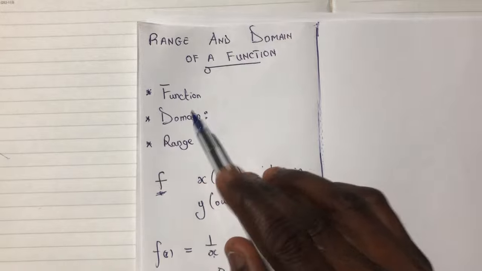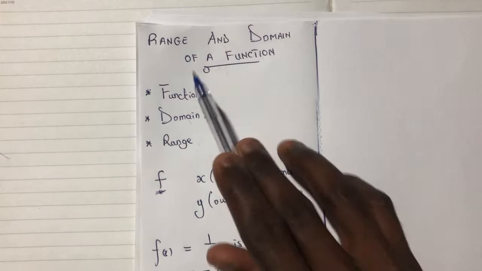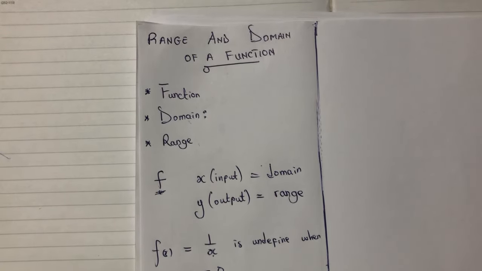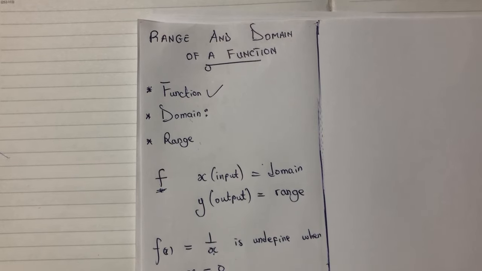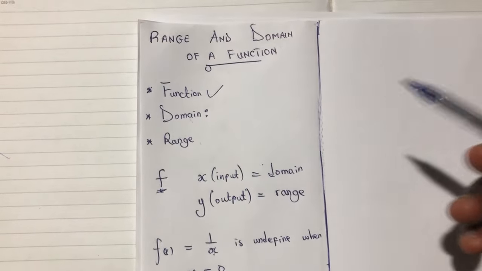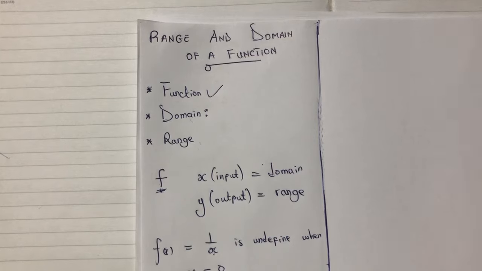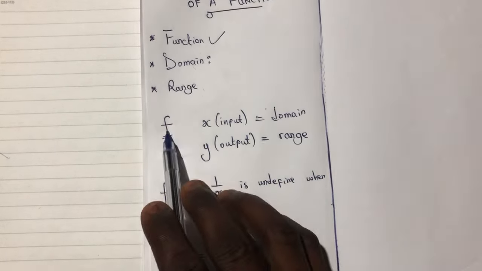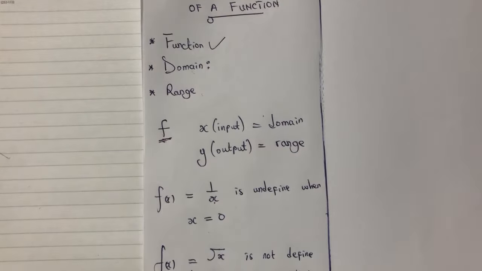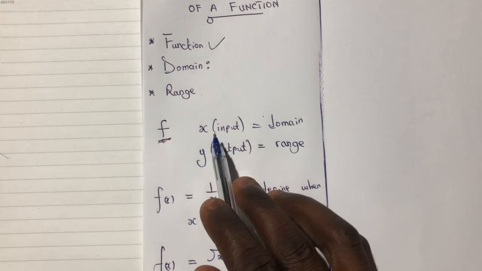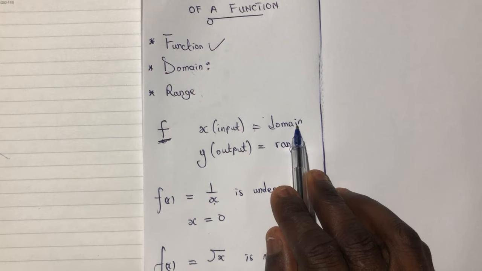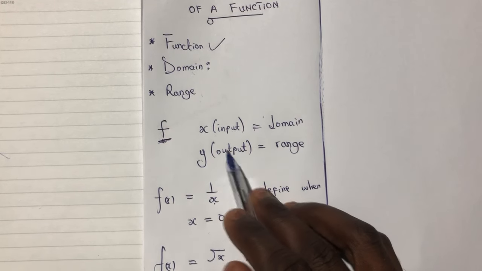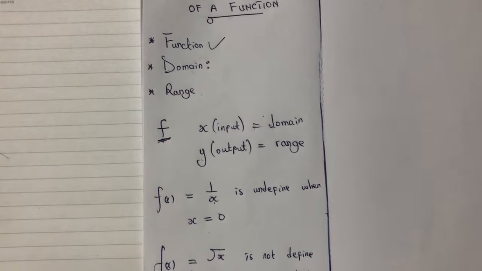So we have here function, domain, and then the range. What do we mean by functions? When we read books, we are told that the function is a relationship between two quantities called the input and the output. And we are told that for each input, there is exactly one output. So I have here a given function f, the set of x values, also known as the input, is equal to the domain, and the set of y values, also known as the output, equals to the range.